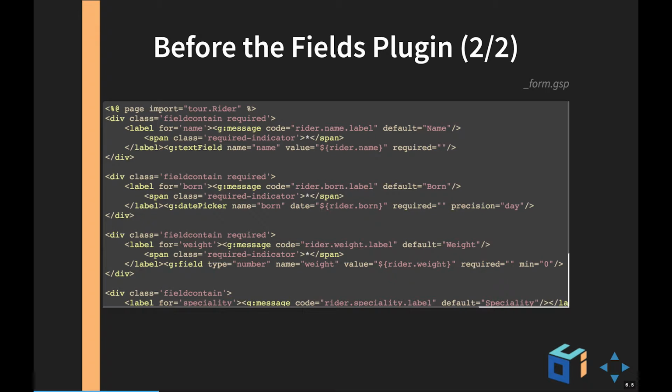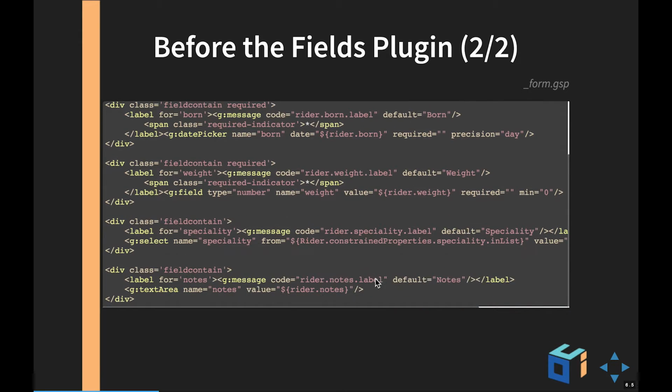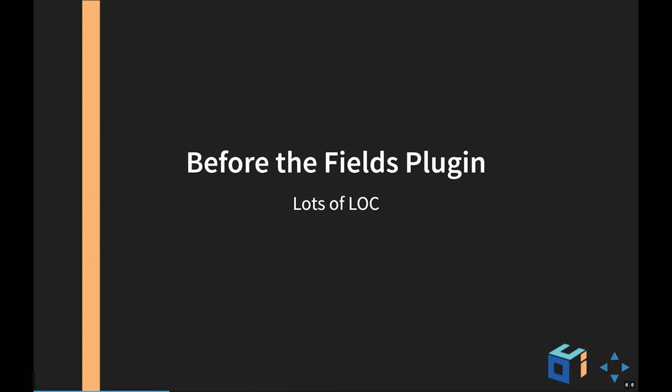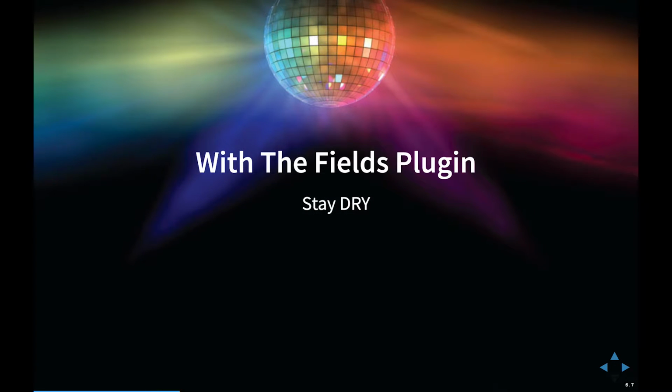So the form GSP is this one, and this is the one that's required for the writer. So we have div class field contain, div class field contain. It's going to repeat itself a lot, really a lot. And just to get everything on the screen, we have to scroll down. So before the fields plugin, that was a lot of lines of code, and now with the fields plugin, we try to stay DRY.